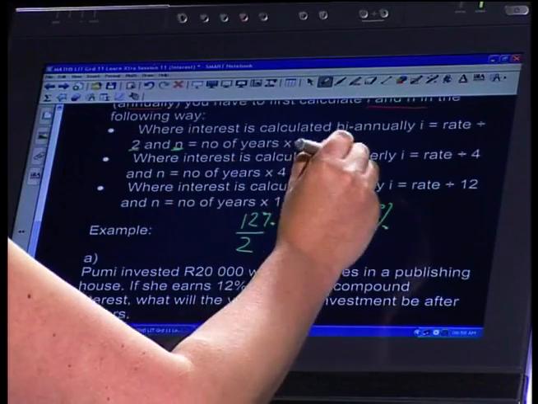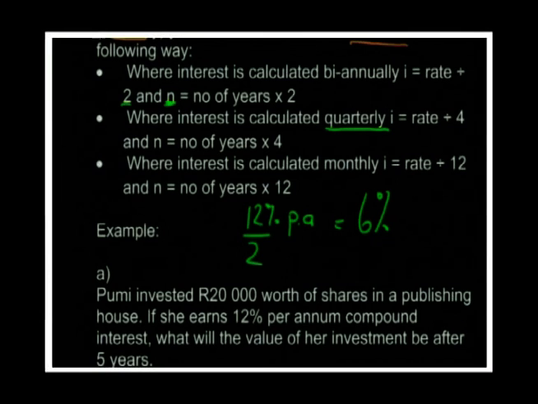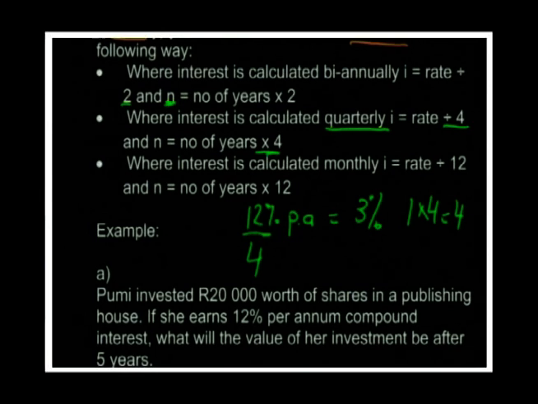So let's look at if interest is calculated quarterly. Quarterly means 4 times in the year. So we're going to take our interest rate and divide it by 4. Let's do our example of, let's just delete that. If it was 4 times a year, I'm going to take my interest rate divided by 4, which basically gives me 3% per compound period. And then how many times in a year am I being compounded? Well, in that case, it's 1 times 4. So n is 4 per year.